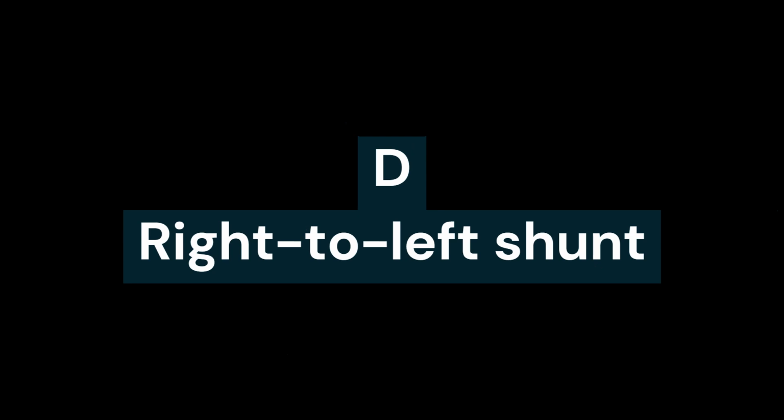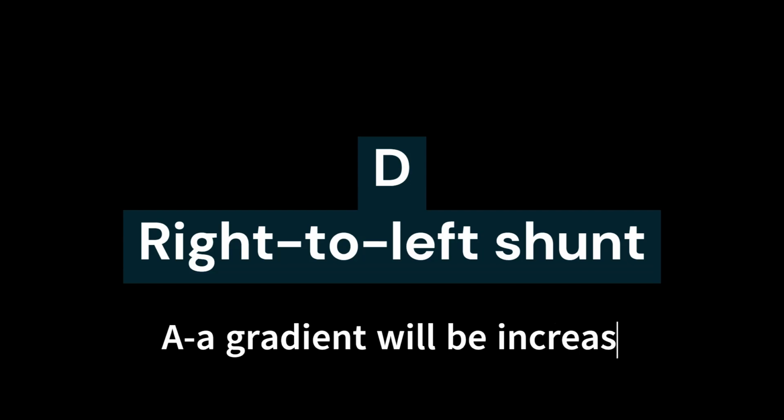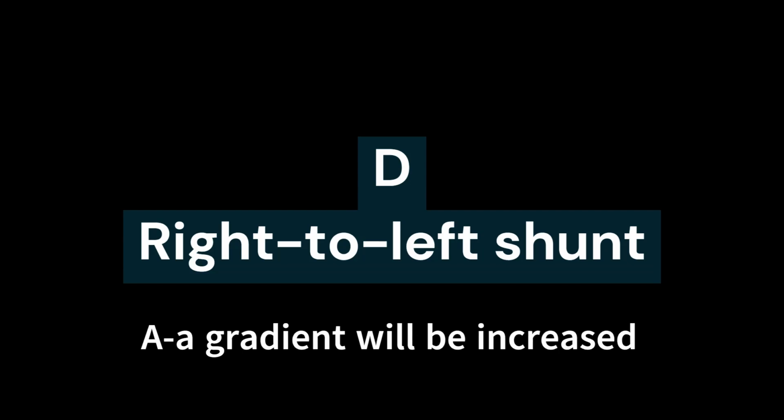D. Right to left shunt. A right to left shunt occurs when venous blood bypasses the lung and enters the arterial circulation, thus decreasing the partial pressure of oxygen. The alveolar arterial gradient will be increased. This type of hypoxemia occurs in patients with cyanotic congenital heart defects.